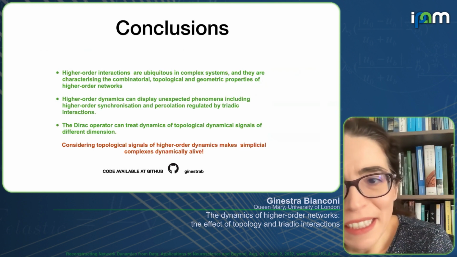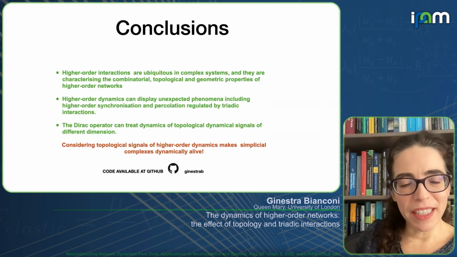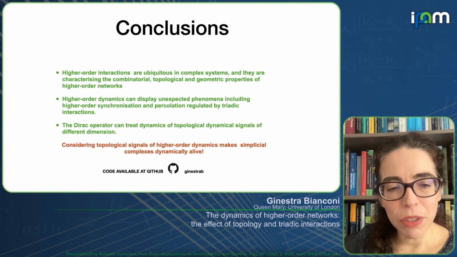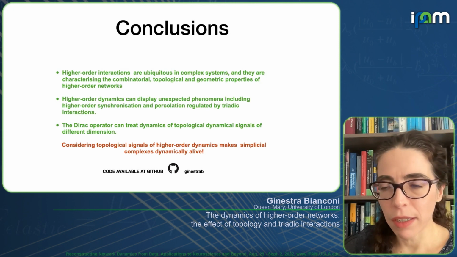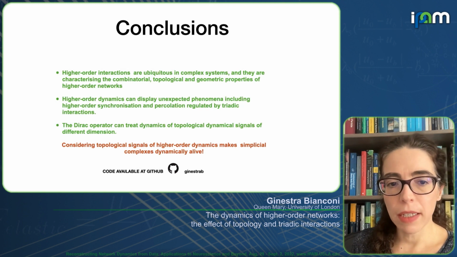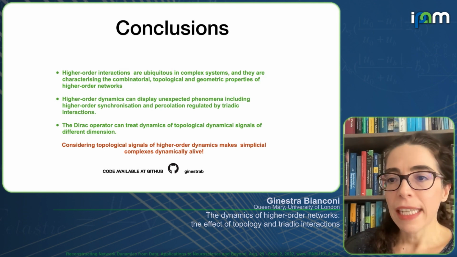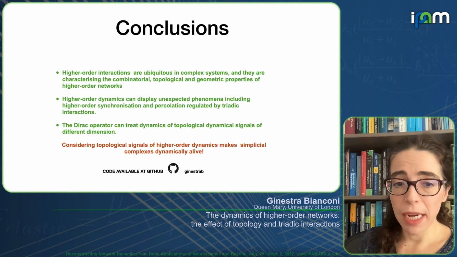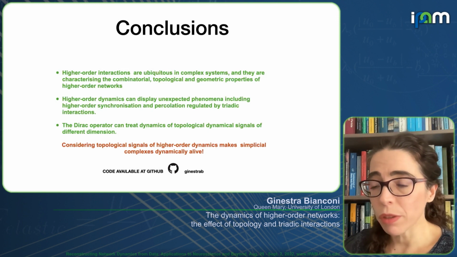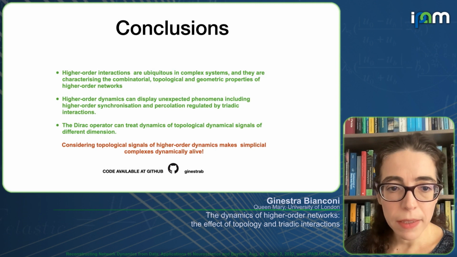So it has been probably a long journey. I'm sorry if the talk contained too much information, maybe. But I wanted to show you that higher order interactions are really ubiquitous in complex systems, and they are characterizing the combinatorial, topological, and geometrical properties of higher order networks. And this can really change our understanding of dynamics. Hopefully, this research line could be of some advantage for neuroscience.